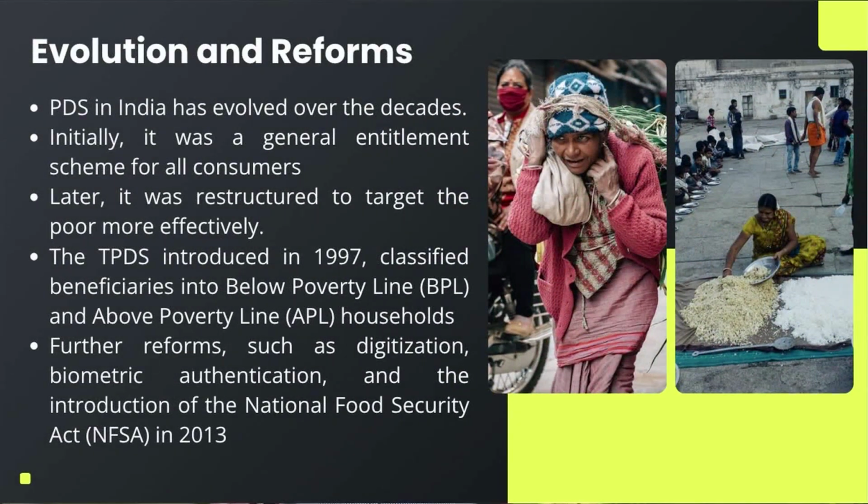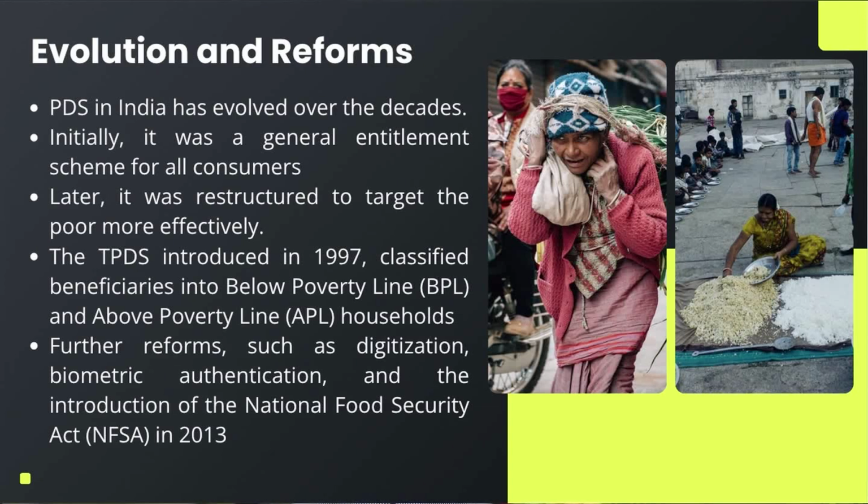And if you see the evolution of public distribution system, it evolved over the decades. Initially, it was a general entitlement scheme for all consumers, but later it was restructured to target the poor more effectively. That is why the targeted public distribution system was introduced in 1997, classifying beneficiaries into below poverty line and above poverty line households, which will ensure more substantial subsidies for the needy.